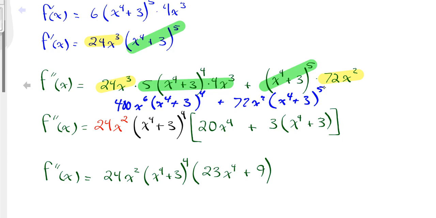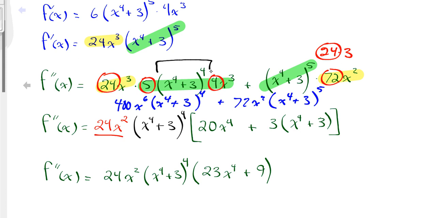Sometimes this will make it easier. This time it doesn't actually make it easier, because this 72 over here is 24 times 3. So I can see the 24 more easily as a factor there and here, and see that as I look at the 5 and the 4, there's not a common factor with the 3. So that's partly why I like to simplify sooner rather than later, but do what makes the most sense to you. So I'm going to factor out this 24x squared.